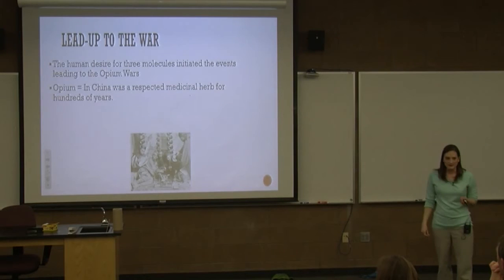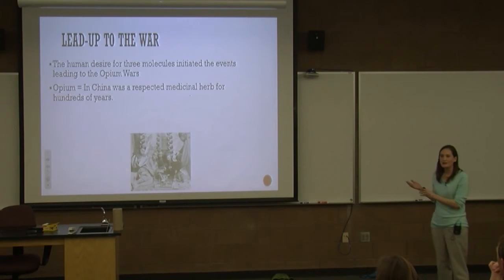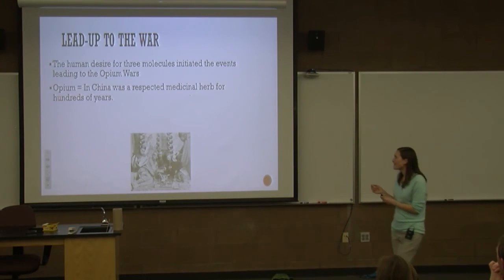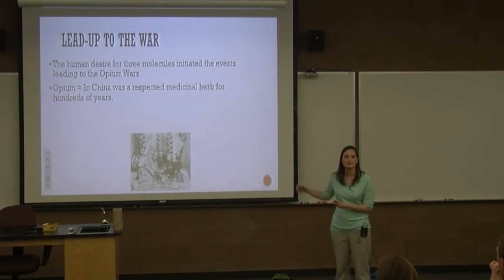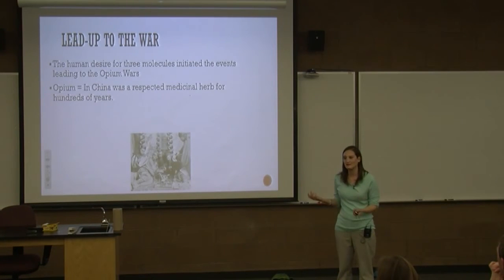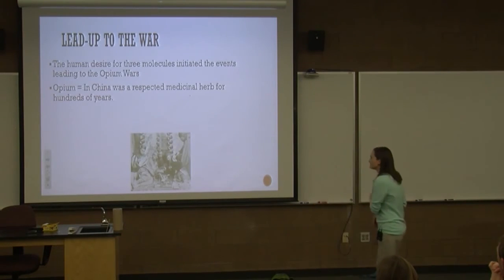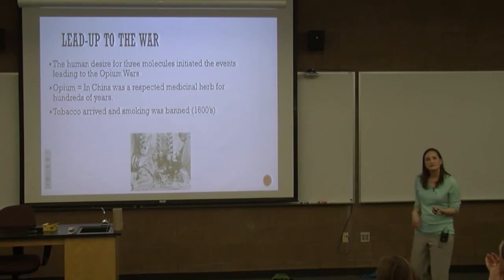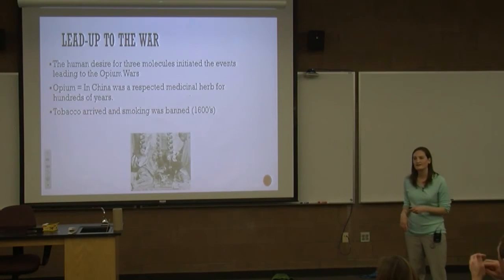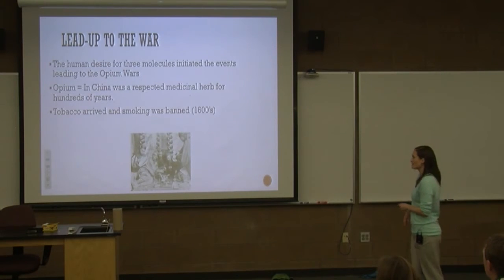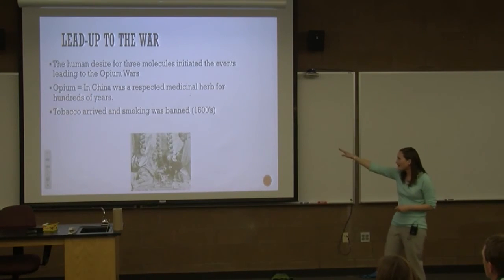So it starts with opium. Once it made its way to China in 700 AD, it was a respected herb for hundreds of years. It's a great painkiller, and they used it as such. It wasn't until European traders came along and started showing them how to smoke tobacco that things started going poorly with opium. So tobacco arrived.